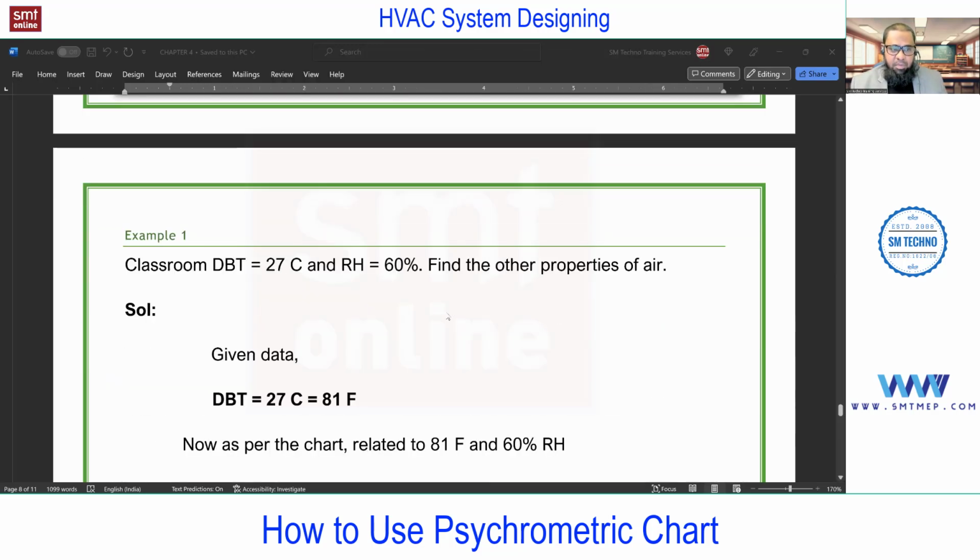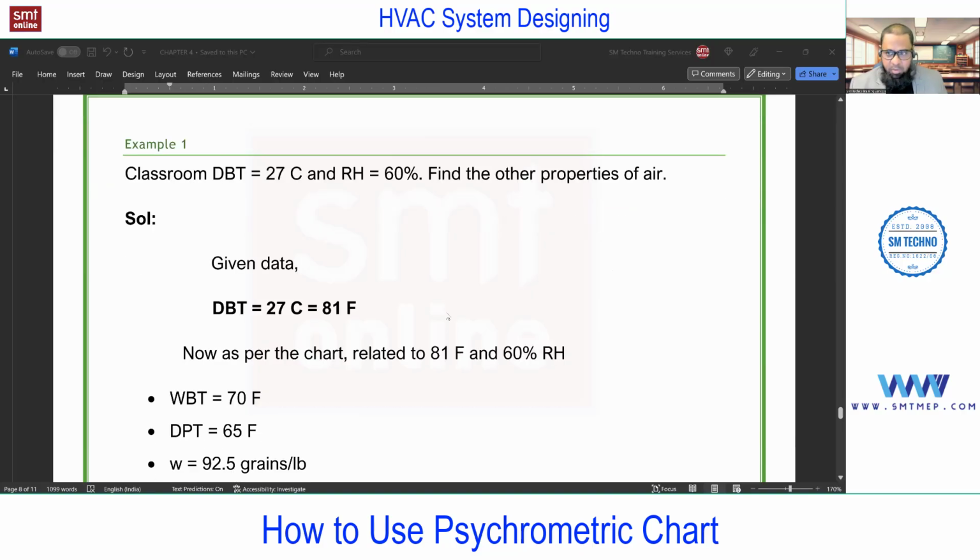So here we'll do an example. Example 1: assume that in this classroom, at present, the classroom temperature I measured at the beginning is 28 in the remote. Just assume 27 degrees centigrade. This is the room temperature at present where I'm sitting. And for example, RH is 60%.